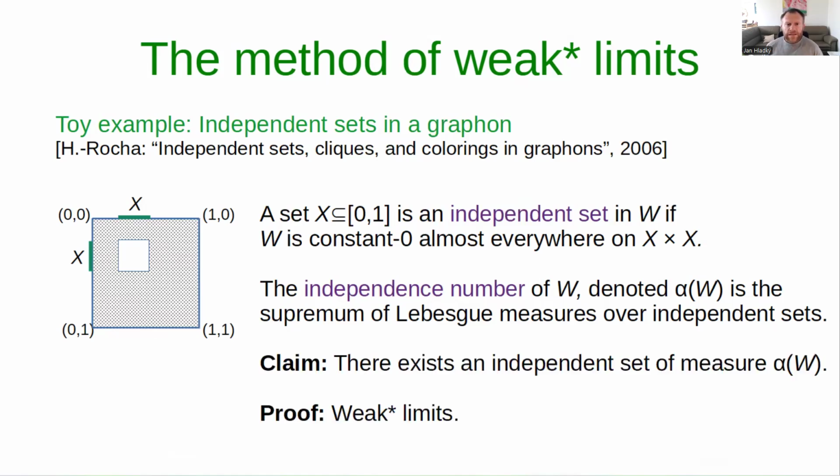But the question is, is the supremum actually attained? Does there exist an independent set whose measure is exactly alpha of W? And the answer is yes. And I want to use this as a toy example to show you the power of the approach using these weak star limits.